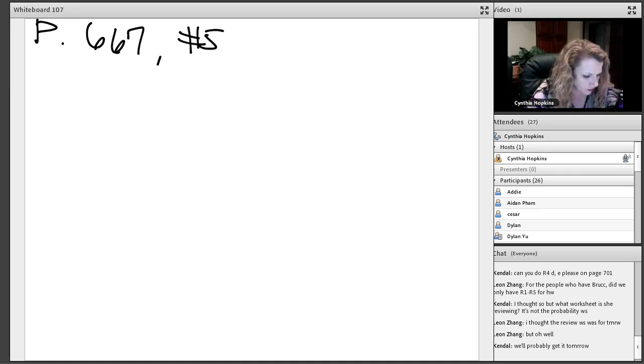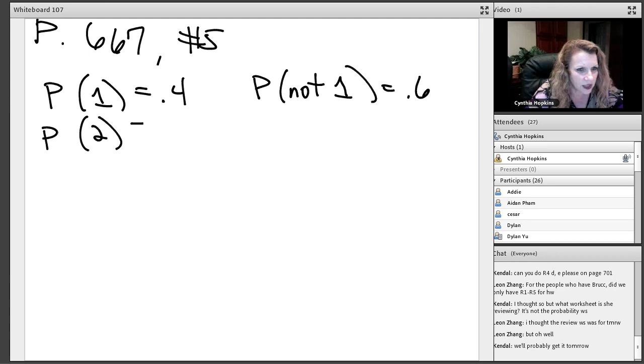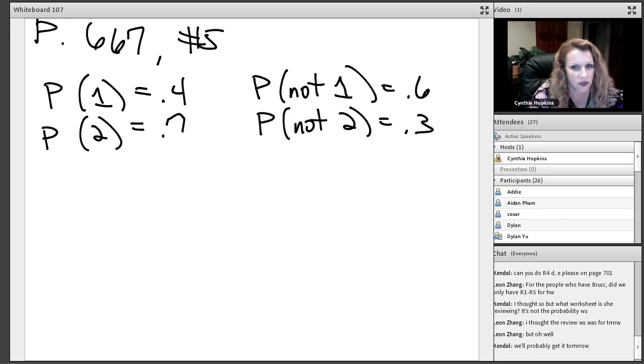Okay, so 2 traffic lights on Broadway operate independently. Your probability of being stopped at the first one, so I'm going to call it probability of 1, getting stopped at the first light is 0.4. I don't usually write this, but let me do it. The probability of not 1 would be 0.6, 1 minus the 0.4. The probability of getting stopped at light 2, they tell us, is 0.7. And so the probability of not getting stopped at 2 is 0.3.